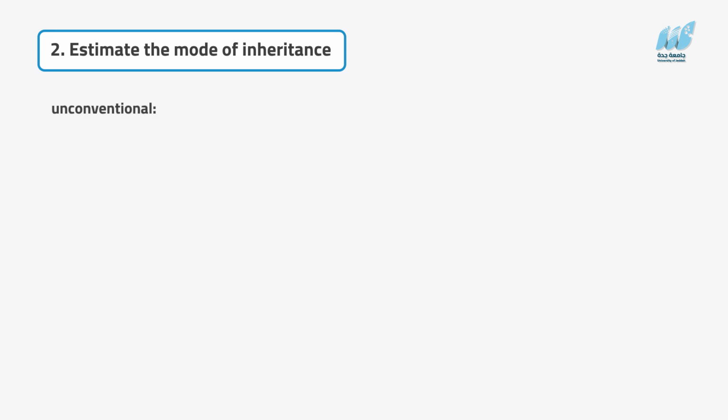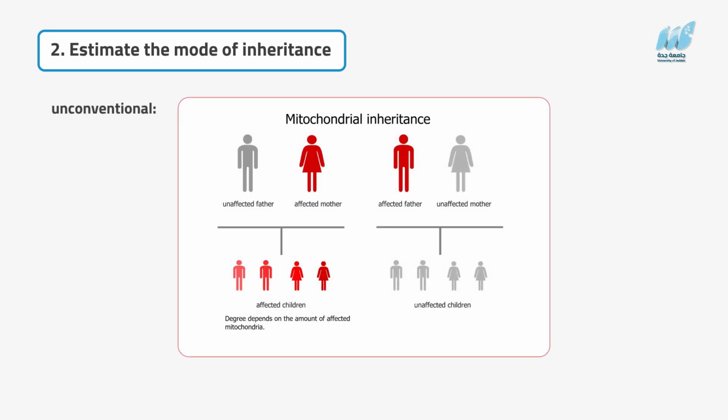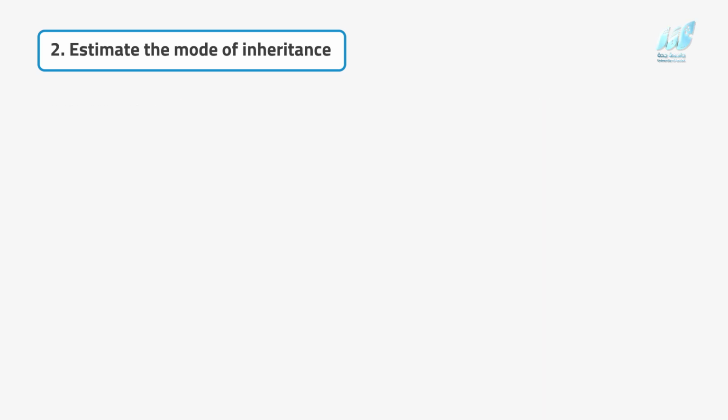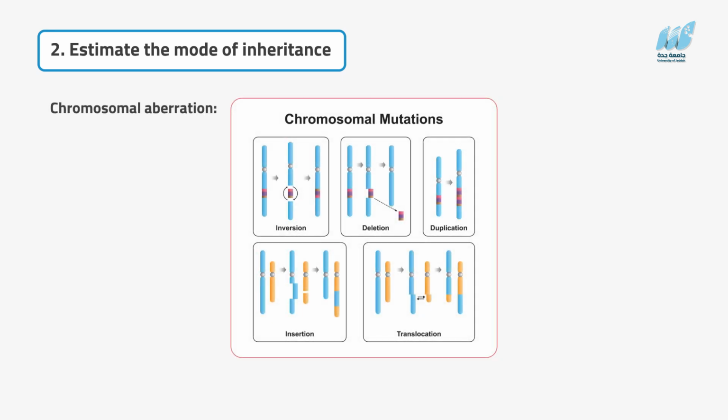In unconventional modes of inheritance, first we will talk about mitochondrial inheritance. It's a special way of inheritance. Only the mother can give her mitochondrial DNA to her descendants. The second unconventional mode is chromosomal aberration. Chromosomal aberrations can be insertion, deletion, duplication, and translocation.